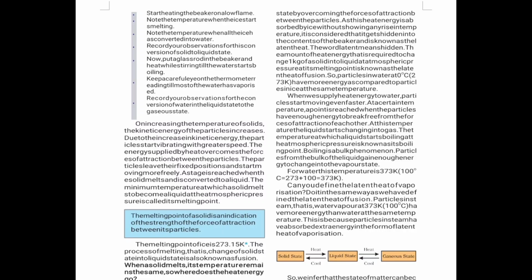Now, put a glass rod in the beaker and heat while stirring till the water starts boiling. Keep a careful eye on the thermometer reading till most of the water has vaporized. Record your observations for the conversion of water in the liquid state to the gaseous state.